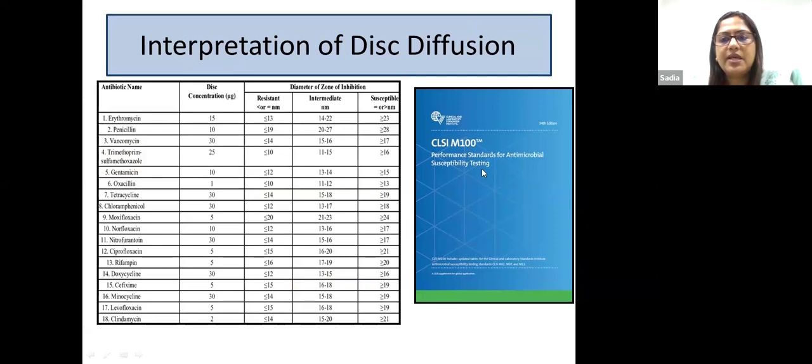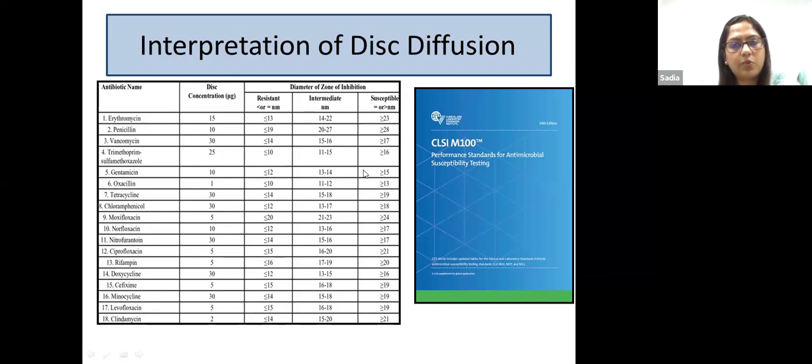Our Bible is CLSI M100, which is used for all antibiotic susceptibility testing. It gives you charts like these, which tell you if an organism is susceptible, what should be the millimeter zone of each of these discs, and if an organism is intermediate, what should be the zone, and if an organism is resistant to a particular antibiotic, below what zone diameter it should fall. So this is how interpretation of disk diffusion is done.